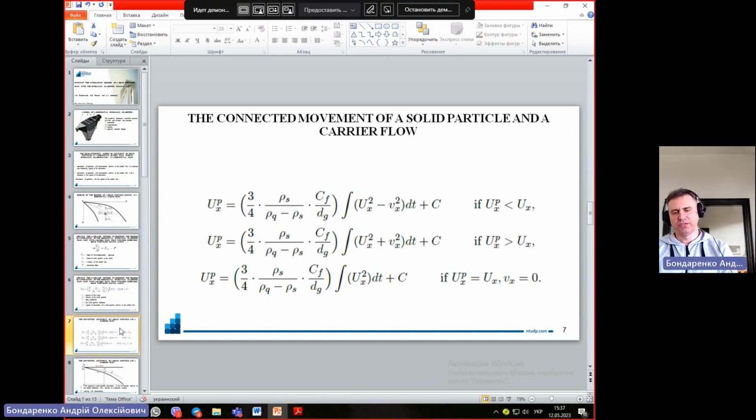Let us analyze the obtained dependence and consider three modes of motion of a solid particle relative to the carrier flow. Taking into account the associated movement of a solid particle and a carrier flow, which can occur with the relative movement of a solid particle and liquid, the equation of motion given on slide 6 will take the form. Let the solid particle be motionless. In this case, the velocity of the liquid relative to the solid particle is equal to the velocity of the solid particle relative to the liquid.